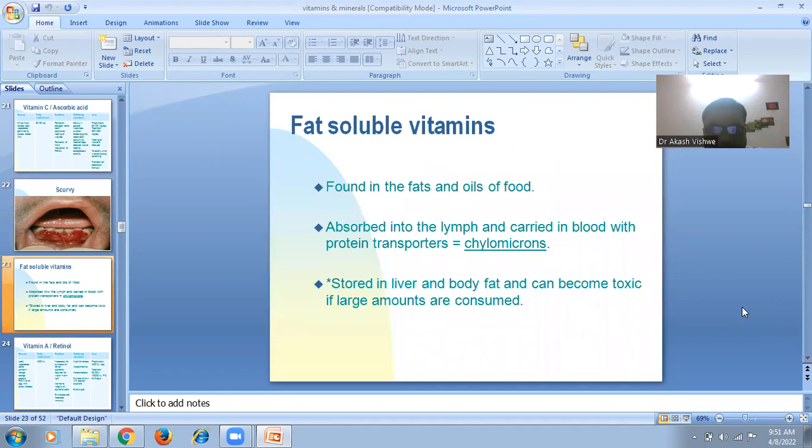So now another category of vitamins that we are going to study: fat soluble vitamins. These are found in the fats and oils of the food. They can be absorbed into the lymph and carried in the blood with protein transporters that are known as chylomicrons. These are stored in the liver and body fat and can become toxic if large amounts are consumed.